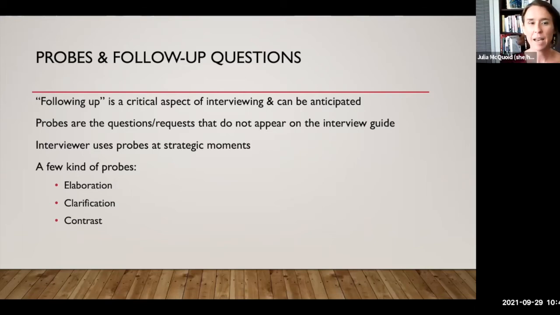All right. Well, let's see. Where were we? So, being resourced as the interviewer in order to be able to probe well. There are several different kinds of probes, and there's just 3 that we're going to highlight today. These are elaboration, clarification, and contrast probes. I'll just give some examples briefly. Chad, do you want to forward through them?